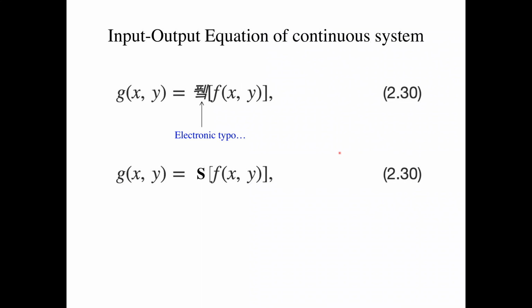This was a typo in the electronic book. It should be this script S. So it should read like this, where we're going to do an input-output equation for a continuous system. If I have an object, which is a two-dimensional function in the plane, f(x,y), and we put it through this system, it comes out as g(x,y).